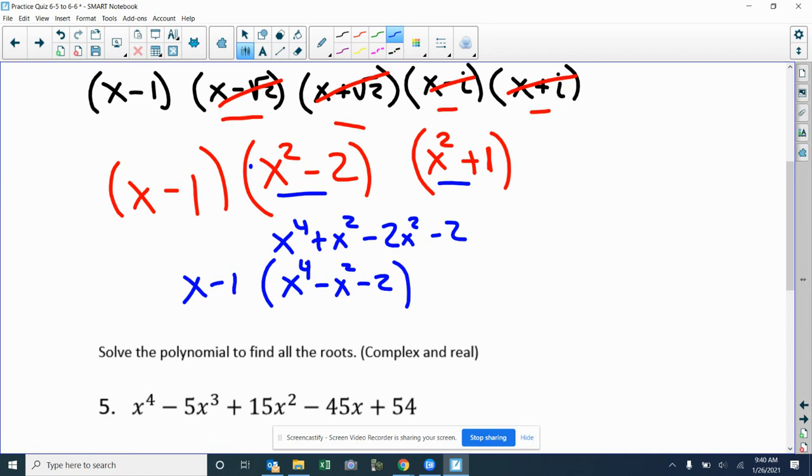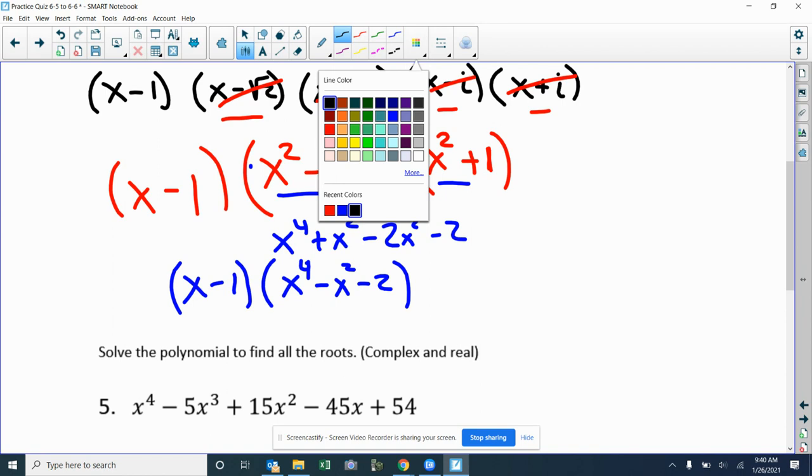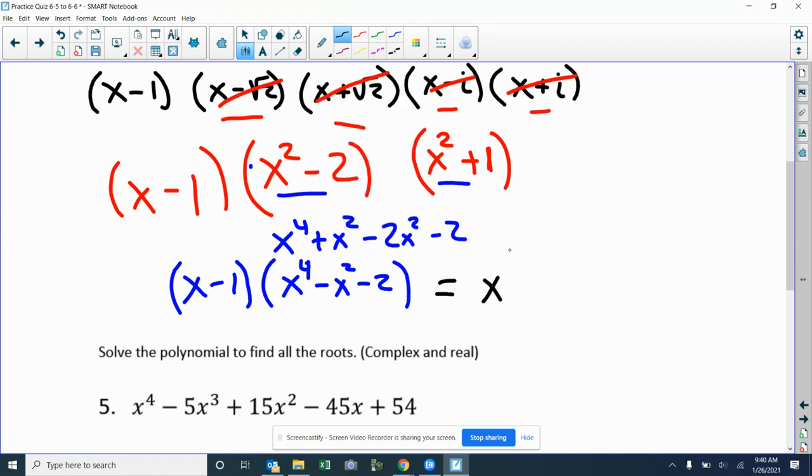Still got x minus 1 out here. x times x will be x to the 5th, then we're going to get minus x to the 3rd, and then we're going to get minus 2x. Negative 1 times that would be negative x to the 4th. Negative 1 times negative would be positive x squared, and then we're going to end up with positive 2. Got a lot going on there.